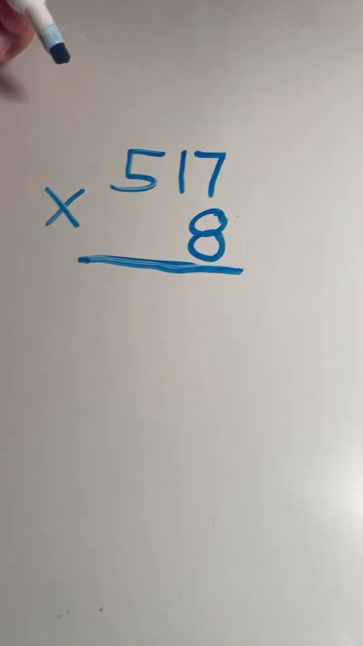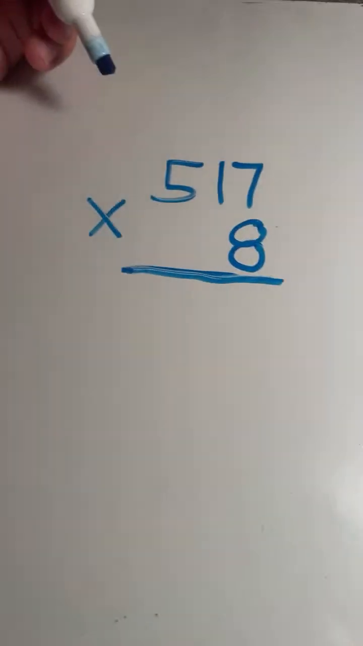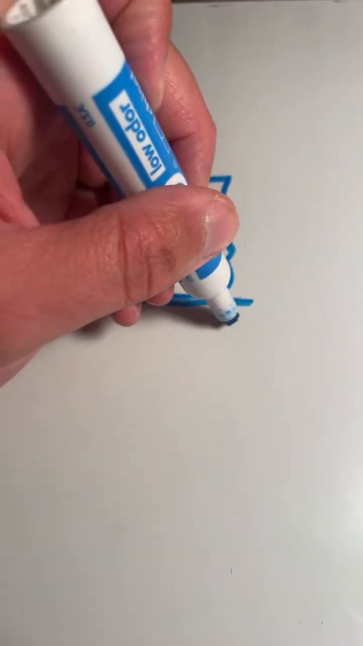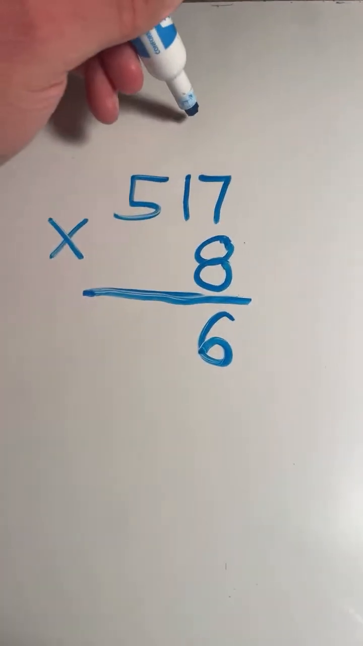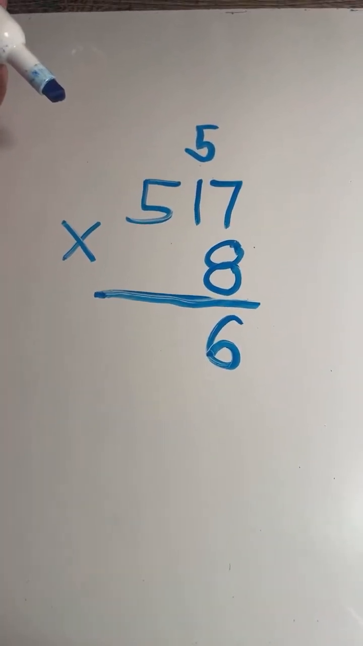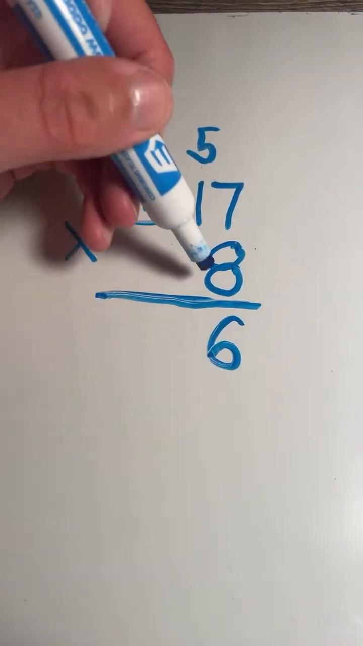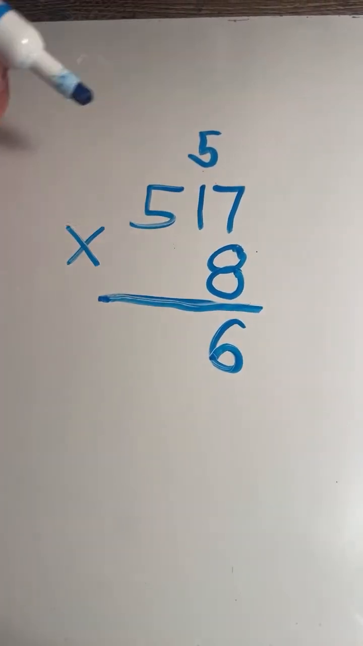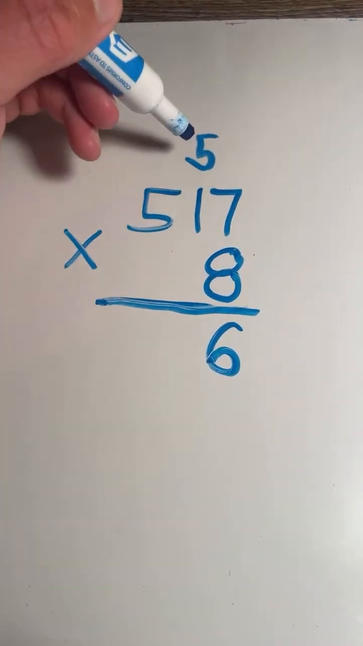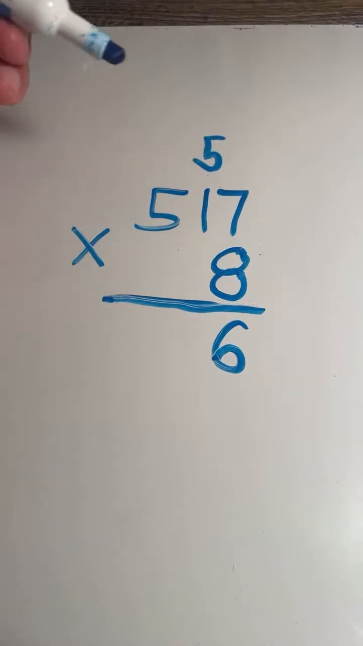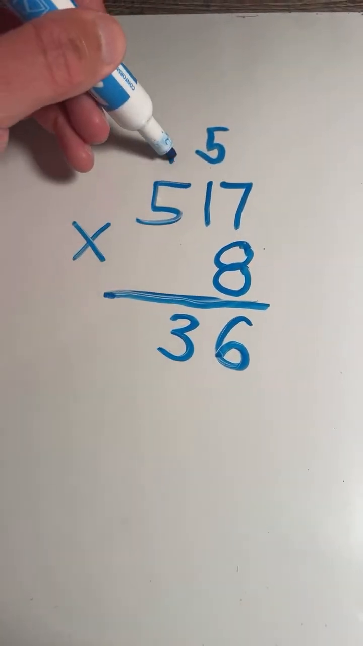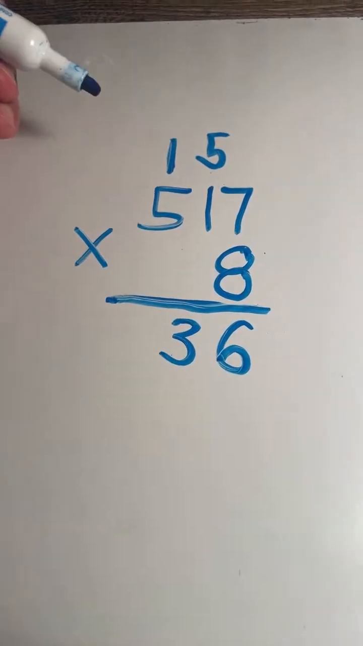517 times 8. So we start in the ones place. 7 times 8 is 56. So we do need to regroup there. So the 6 in 56 goes in the ones place. The 5 in 56 gets carried over to the tens place. Next, we multiply 1 times 8, and we have to add the 5 that we carried over. 1 times 8 equals 8. 8 plus 5 equals 13. So the 3 in 13 goes in the tens place. The 1 in 13 gets carried over to the hundreds place.